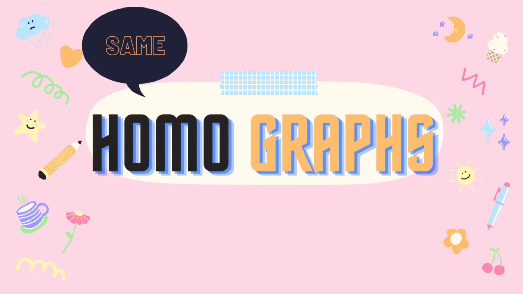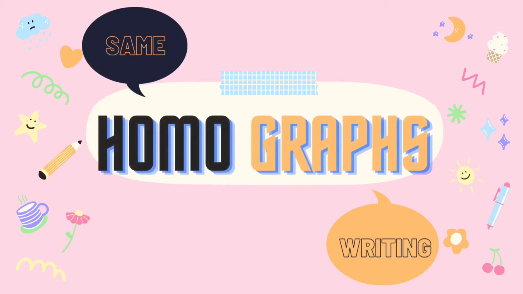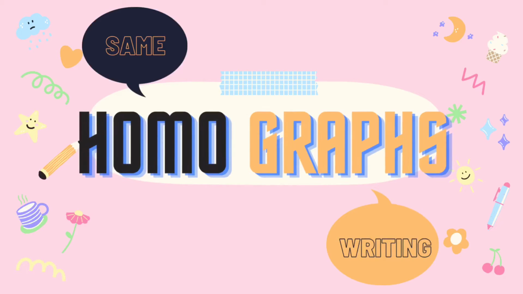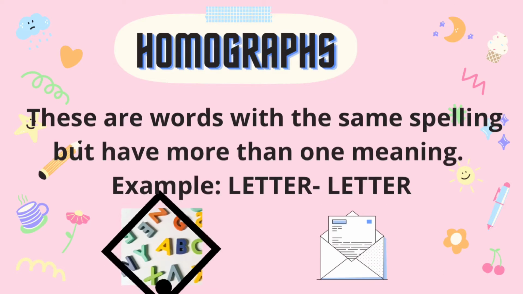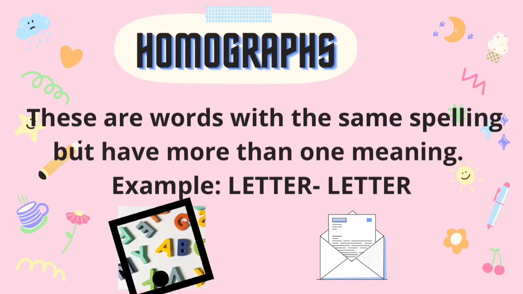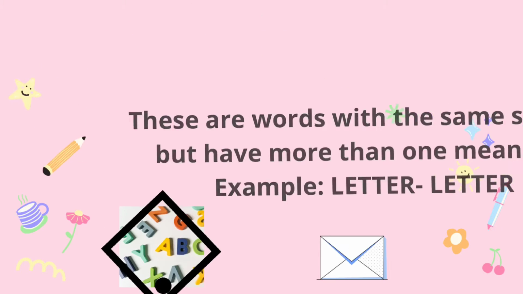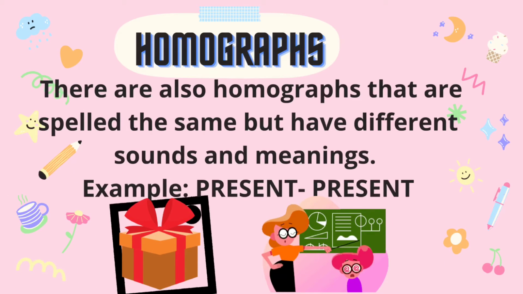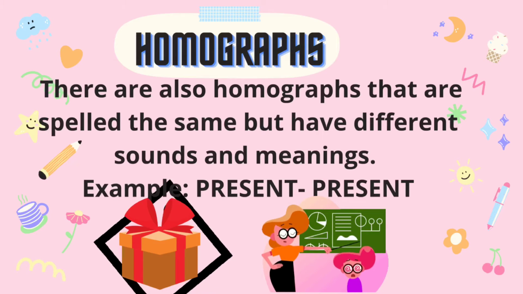The word homograph came from the words homo and graph. The word homo means the same or similar, while the word graph means writing. This means that homographs are the words that are written or spelled in the same way but have different meanings. Example, letter and letter. The first letter refers to the letters in the alphabet, while the second letter is a personal message for someone. Another example is the present and present. The first one is a gift and the second one is to show something.